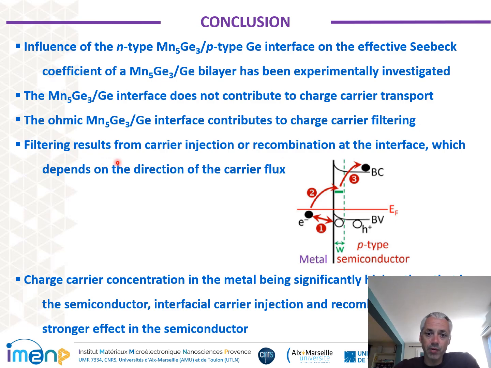Filtering results from carrier injection or recombination at the interface, which depends on the direction of the carrier flux. The charge carrier concentration in the metal being significantly higher than in the semiconductor, interfacial carrier injection or recombination have a stronger effect in the semiconductor.